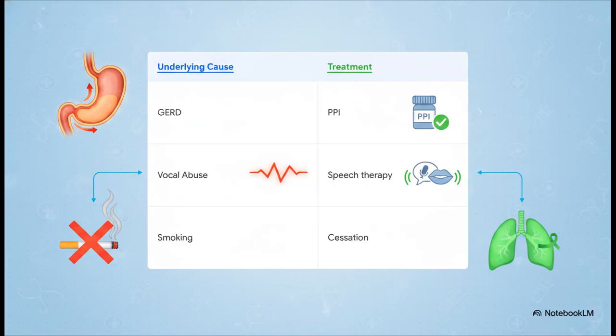When we shift gears to chronic treatment, the protocol maps strictly to the underlying cause. You can't just treat the hoarseness, you have to treat the root. If laryngopharyngeal reflux is the driver, prescribe a proton pump inhibitor and implement lifestyle modifications. If chronic vocal abuse is the culprit, refer the patient for formal speech therapy to correct their phonation mechanics. And if smoking is the irritant, you need to initiate a robust smoking cessation program. True resolution here requires targeted, sustained action.